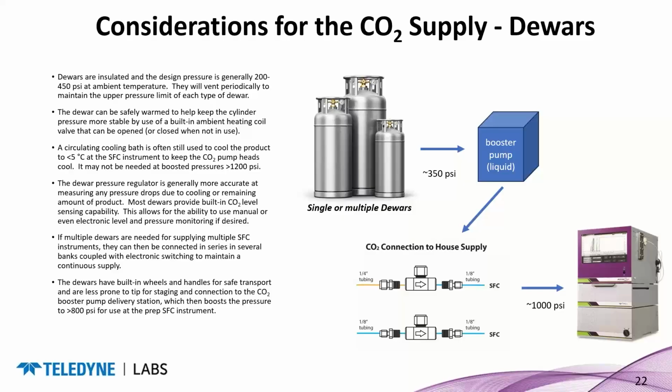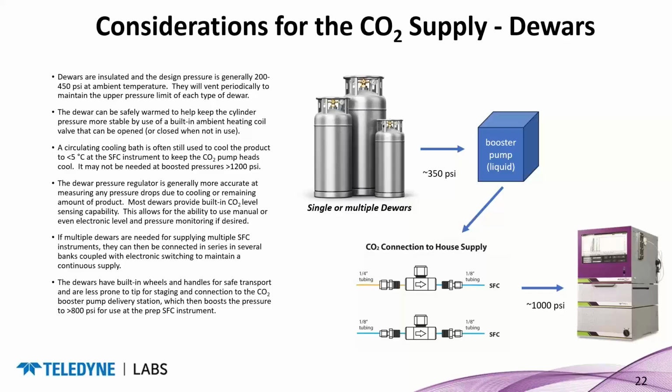If you know you're going to do a lot of SFC, you may want to use larger containers like these dewars. These dewars are generally insulated, and the pressure regulation works very nicely on those. However, the pressure is lower, so we have to use what's termed a booster pump to increase that pressure from the typical, let's say 358 psi, and boost it up to say the 1000 psi needed at the instrument. These can also be connected in series if you want to use that approach and don't have the money for a large bulk tank outside the building.